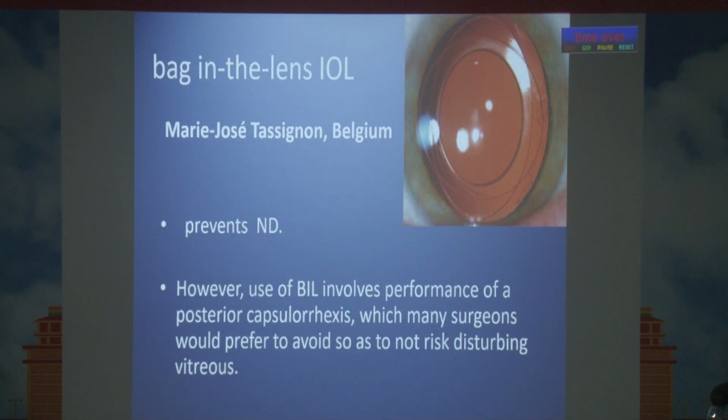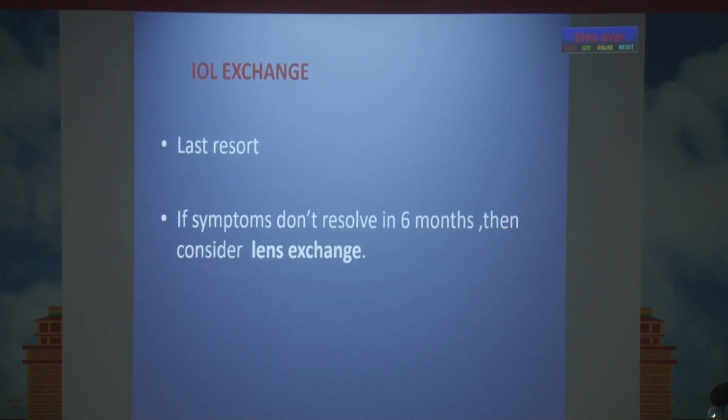Bag-in-the-lens IOL is where, instead of placing the IOL in the bag, the IOL is supported by the anterior and posterior capsule, for which we need to do both anterior and posterior capsular access, with which many of our surgeons are not very comfortable.